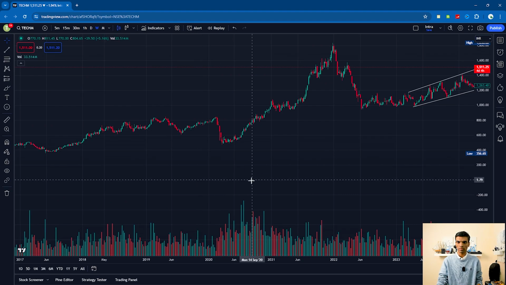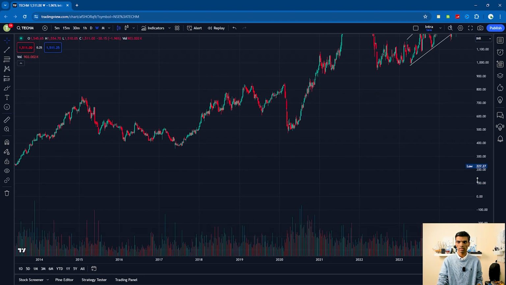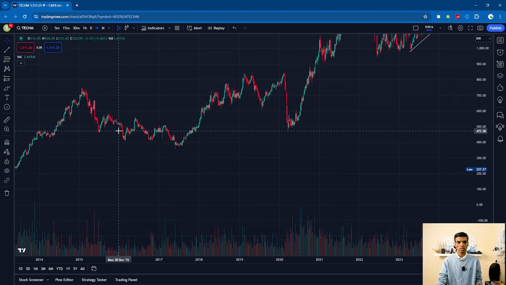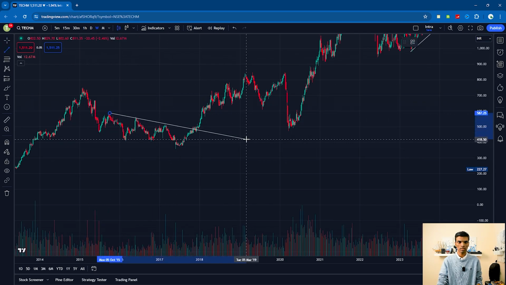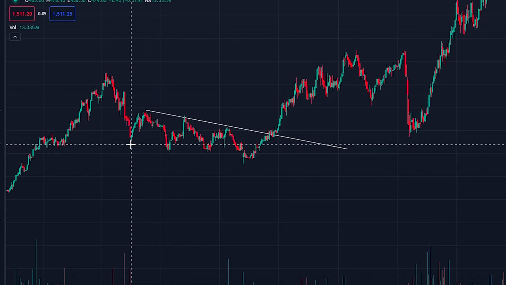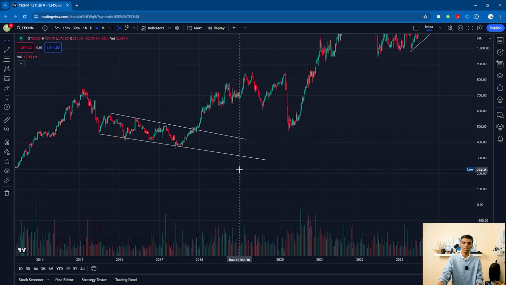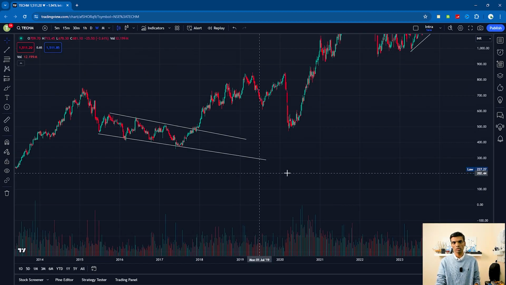And then let me check if we have a lower trend. Yeah, this is the lower trend. So we have lower lows, right? And then we will connect this one, and then we will connect this one, right? I'll come to this in detail, but this is how the lower lows look.